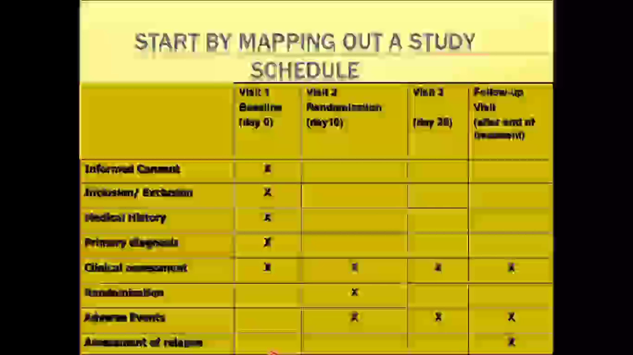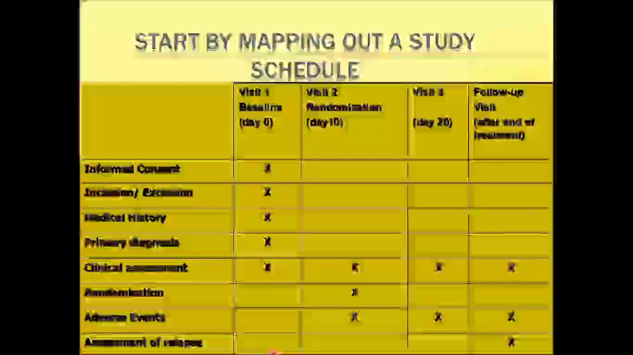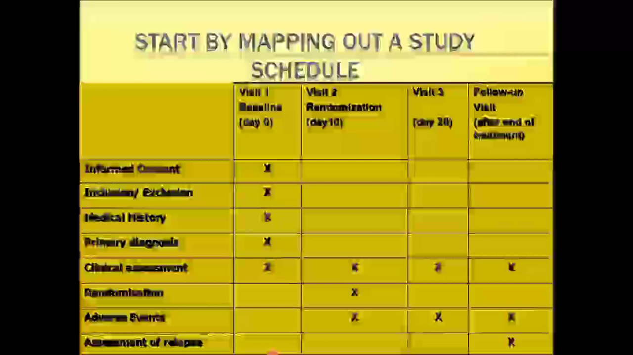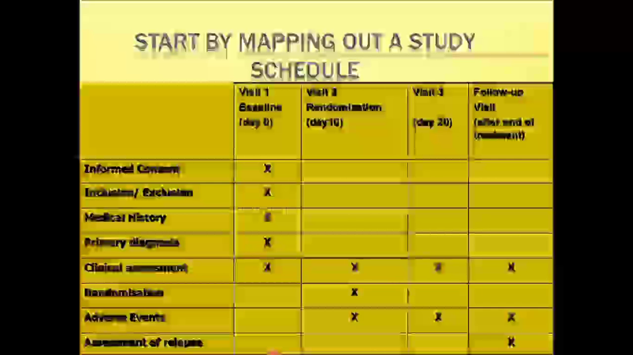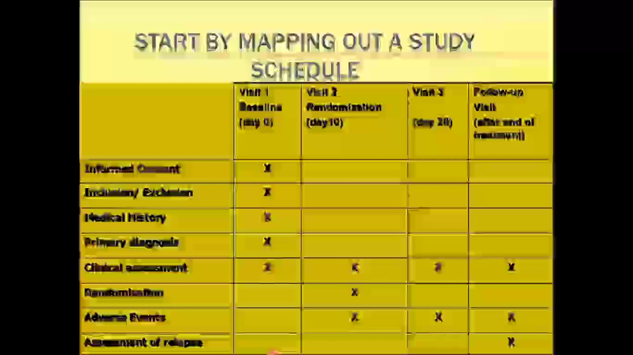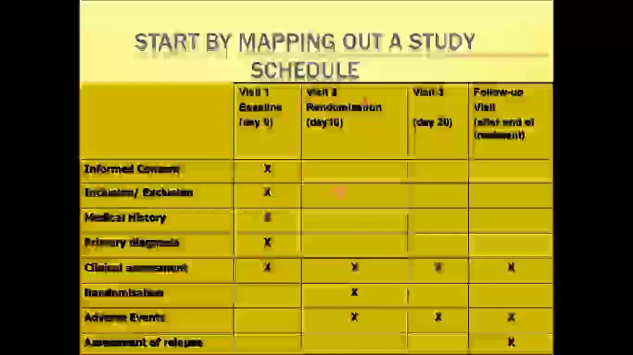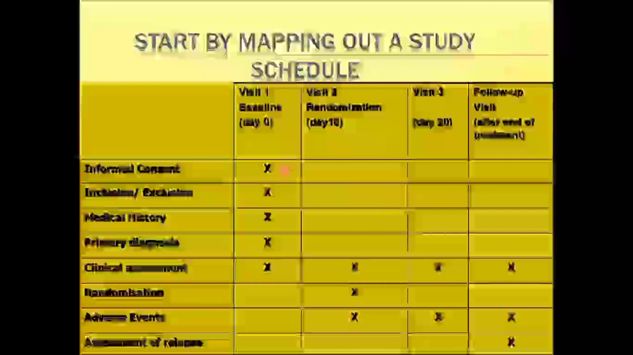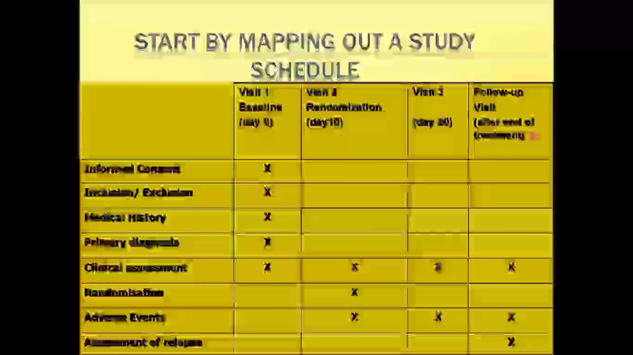Before we go into protocol designing, the first thing that we should do is map out our study schedule. This is just a hypothetical example where the patient has to visit a particular center 3 times and then has a follow-up. These 3 visits are planned at day 0, day 10 and day 20. Between day 0 and day 10, where the patient is randomized, let's say this is a short period where no drug is given. And then at day 10 and day 20 you have the clinical assessment, followed by a follow-up visit which might be after 1 month, 2 months, 3 months, 4 months or whatever it is.